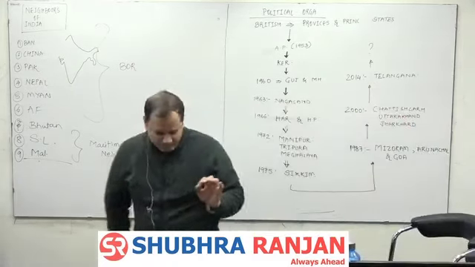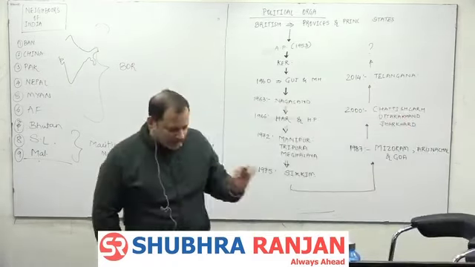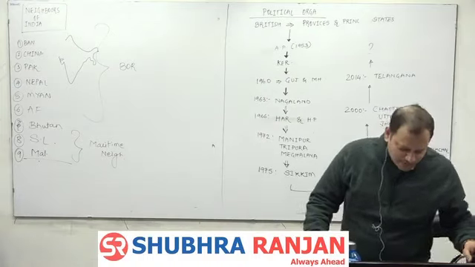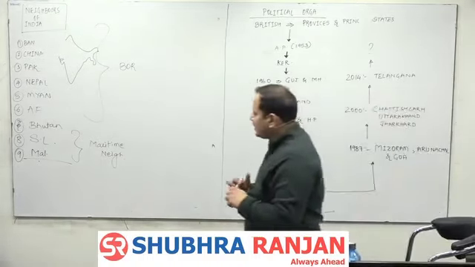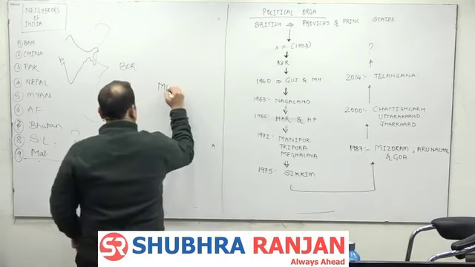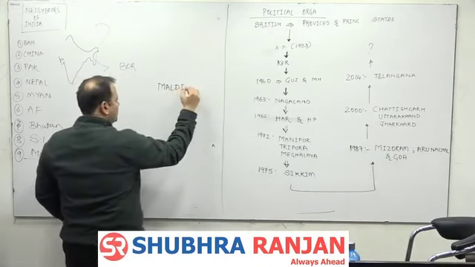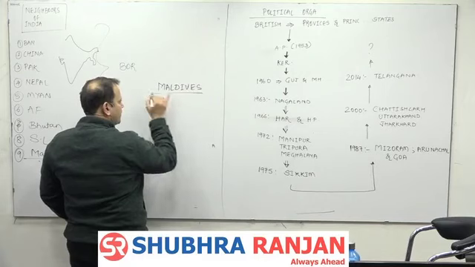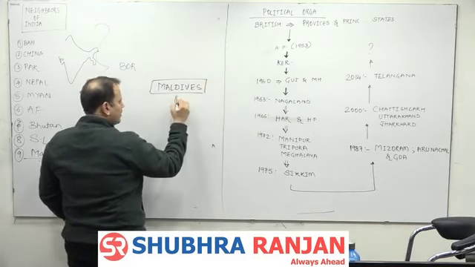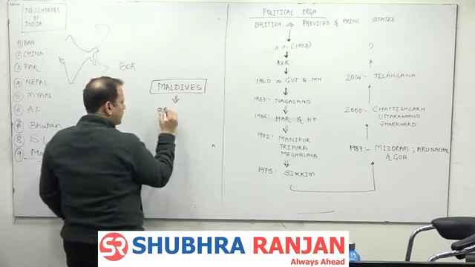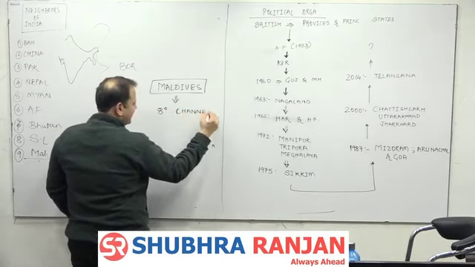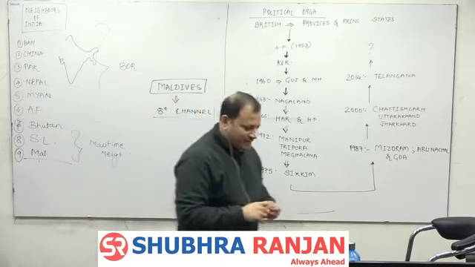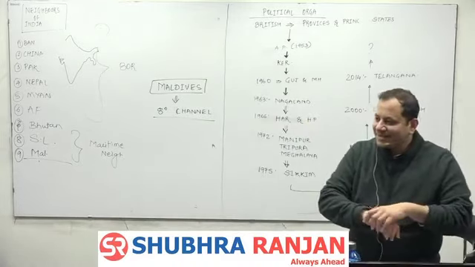While our maritime neighbors are Sri Lanka. Sri Lanka is separated by which strait? Palk Strait. Separated by Palk Strait and the Gulf of Mannar region. And Maldives is separated by the 8-degree channel. Separated by the 8-degree channel.